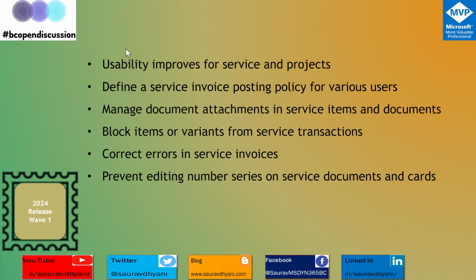So this concludes all the things. We did talk about service invoice posting policies, a little bit of improvement. I did show you the document attachment, how you can block items or variants for service transactions, correct errors in the service invoices, which is, you can see the errors and you can get into it as you saw in the item blockage scenario, and then you can edit the number series of the service document.